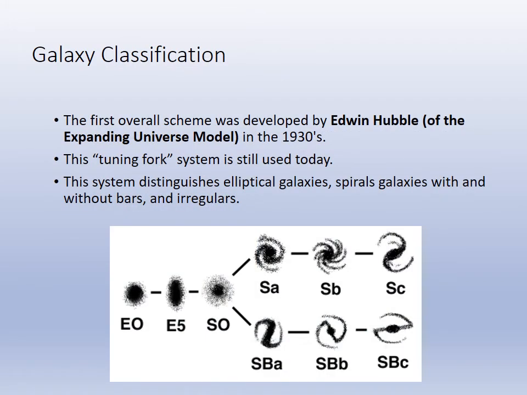Here's Hubble's tuning fork, which is how we classify galaxies, called the tuning fork system of galaxy classification. E stands for elliptical. Perfectly round is E0. Cigar shaped would be E5. S would be spiral. You could have a barred spiral or a non-barred spiral. And you just eyeball the galaxy and see which one it most looks like, and then you assign a number to it, a classification.